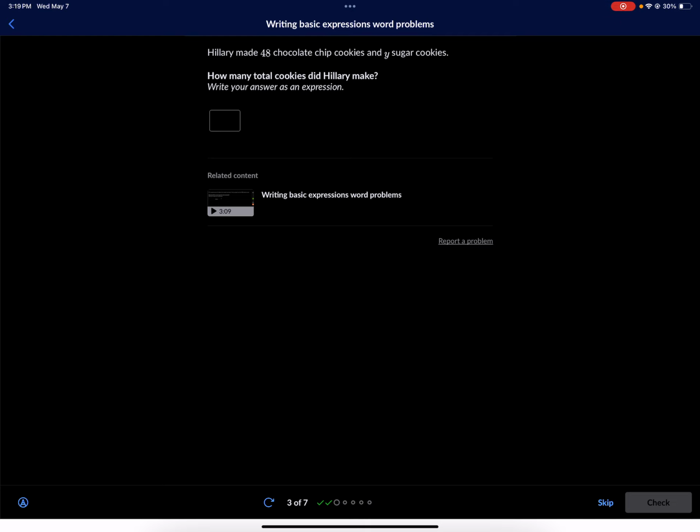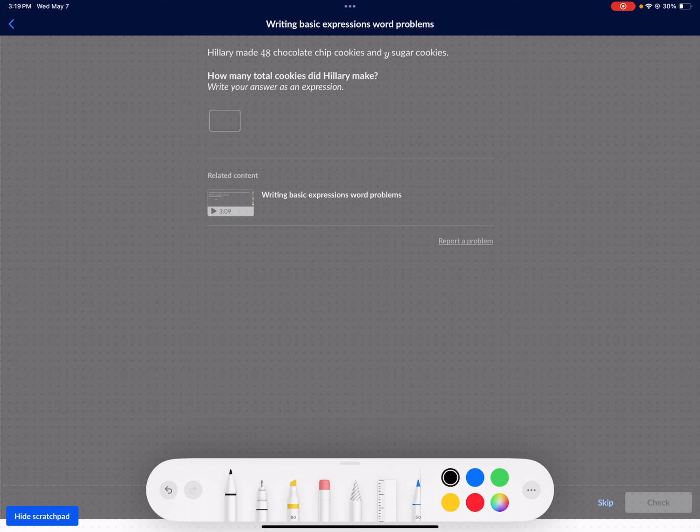Hillary made 48 chocolate chip cookies and Y white sugar cookies. How many total cookies should Hillary make? So we have chocolate chips and sugars. So if we have the total, we're usually adding, and this is what we're doing here. So 48 plus Y.